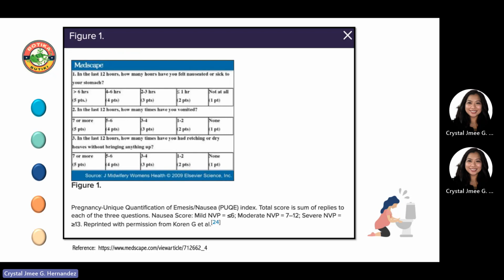In another literature, specifically from Medscape, they have provided the Pregnancy-Unique Quantification of Emesis and Nausea index. The patient has to answer three questions, and the total score is the sum of the patient's replies. The total score is then assessed in this legend. If the score is 6 or less, it's mild; for 7 to 12, it's moderate; and severe if it's 13 or more.